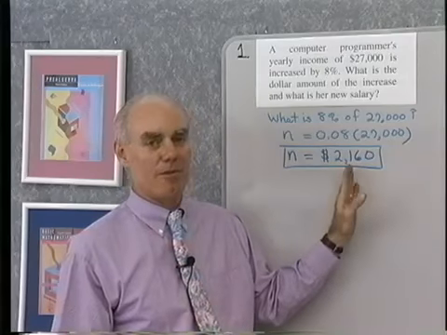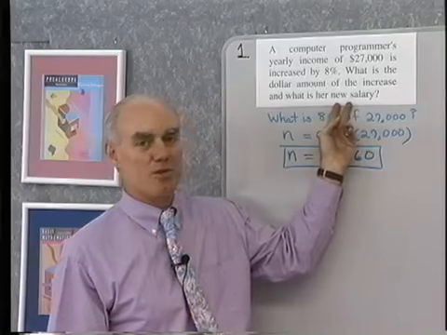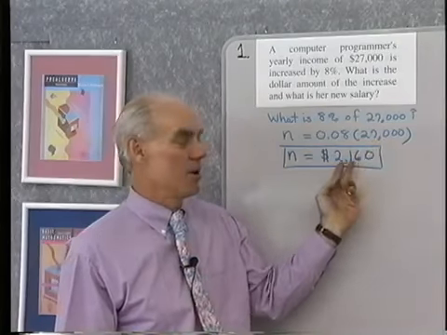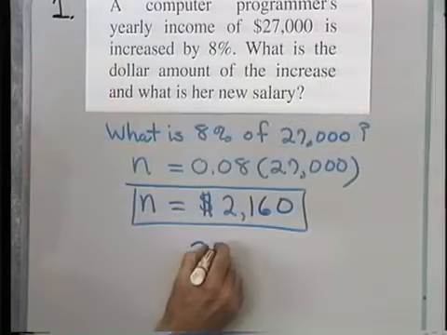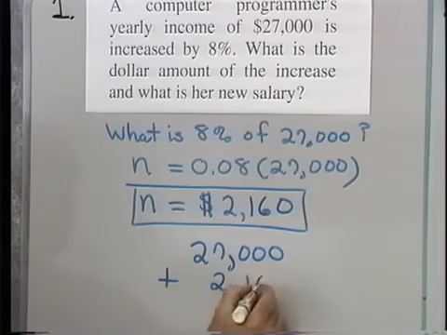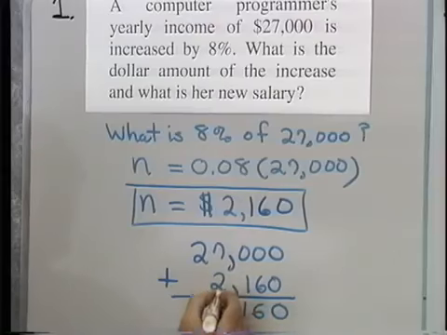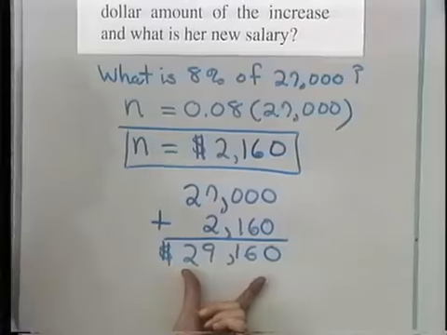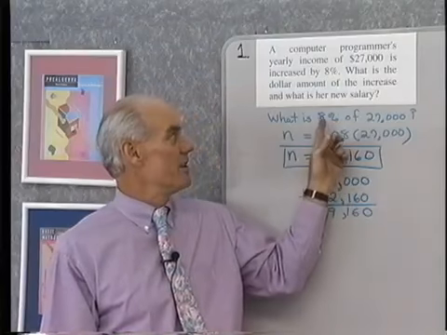Now we're going to stay with this problem for a minute. That's the dollar amount of the increase, and now what we want to know is what is her new salary. So her new salary will be her old salary, $27,000, plus this increase that she got of 8%. So $27,000 plus $2,160. I'll add those up, and her new salary will be $29,160.